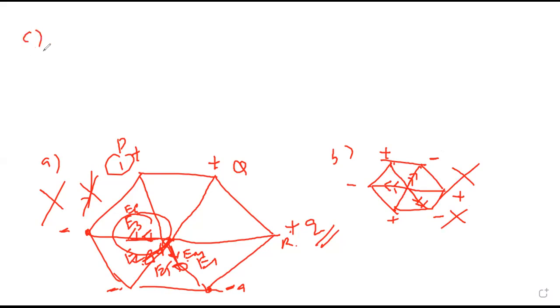C. Now they are telling minus plus plus minus plus minus, this we will check. This negative will be inward, this negative inward, so this will get cancelled. This positive outward, this positive outward, this will also get cancelled. This positive outward, this negative inward, it will become double. So this is correct. I hope you followed.